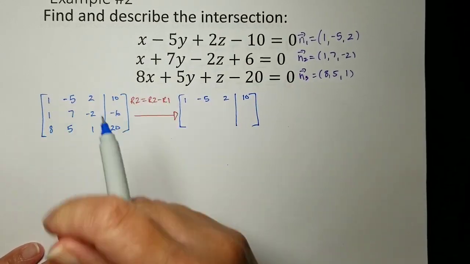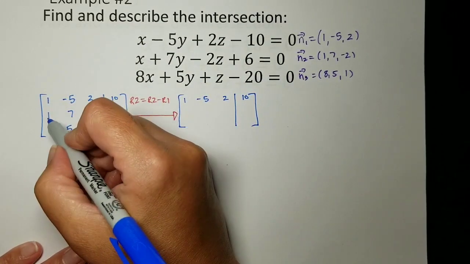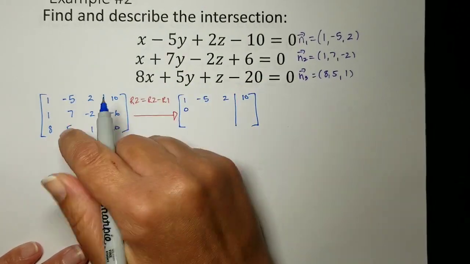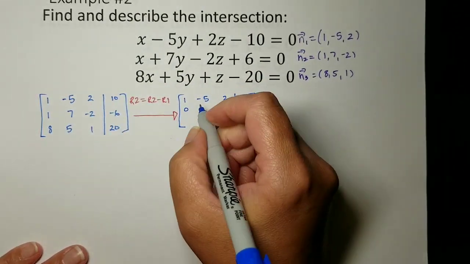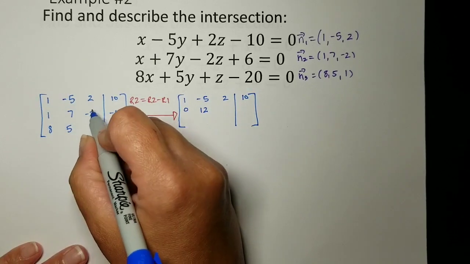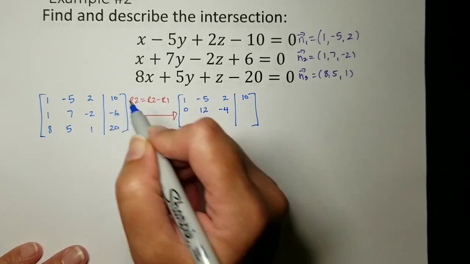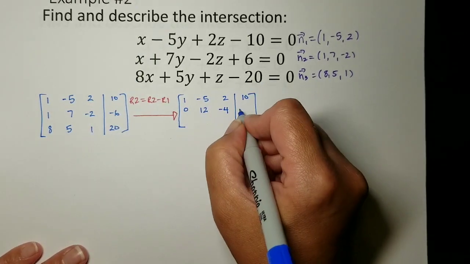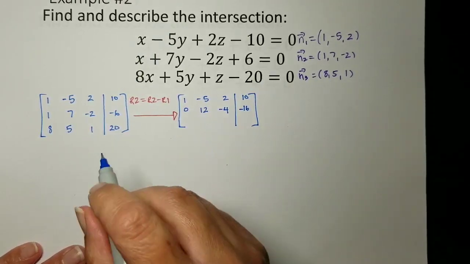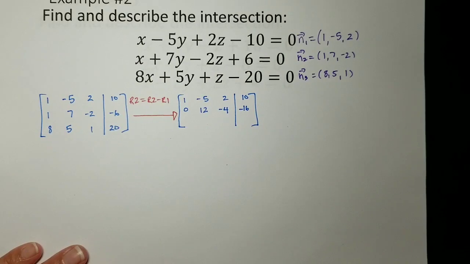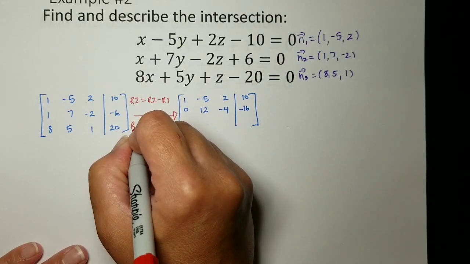So here I'm subtracting row 2 minus row 1, so here I get a 0. 7 minus negative 5 is 12. Negative 2 minus 2 is negative 4, and negative 6 minus 10 is negative 16. And then for row 3, I have to subtract 8 times row 1.